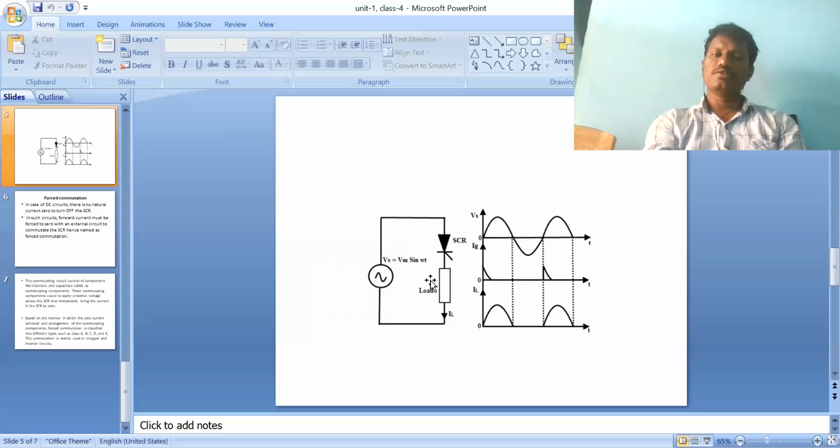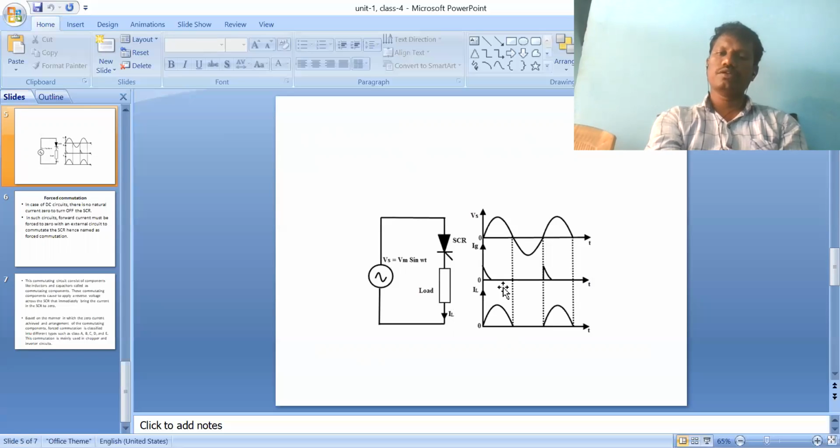Simply what I am saying in natural commutation means the input supply is AC. During that AC supply, during the positive cycle, the SCR comes into forward blocking state. Once the gate signal is given to that SCR, automatically the SCR changes from blocking mode to the on state. During that on state, the SCR allows current from the source through the load. So load current flows. Here the load current is already represented.